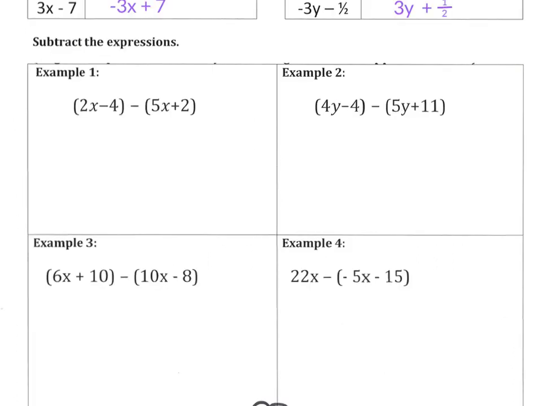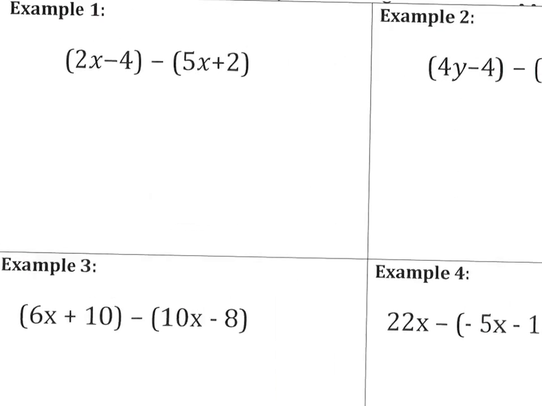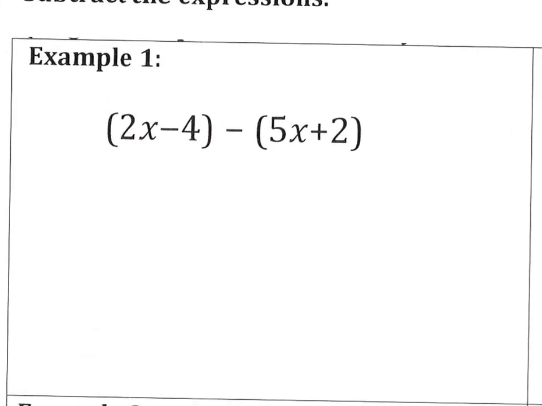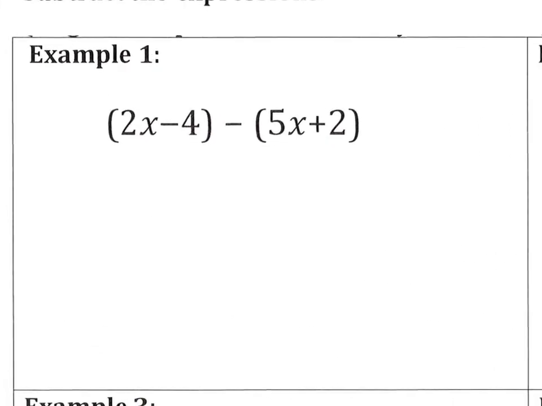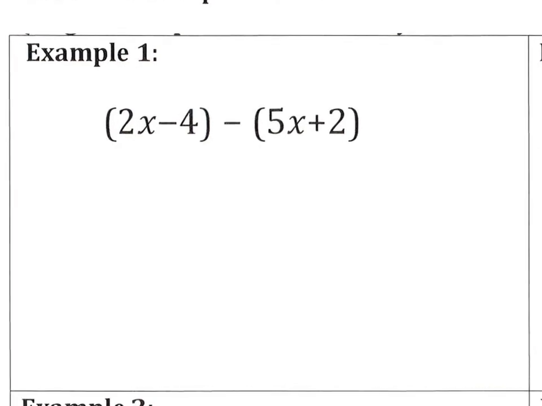Okay, so let's look at some examples where we subtract expressions. So I'm going to zoom in to number 1 here. We're going to start at number 1. Example 1 is showing me that we have 2x minus 4 grouped together, and then I'm subtracting this 5x plus 2. Now in the previous videos I've talked about how we just had like an imaginary 1 out front here that would be distributed and wouldn't change anything.